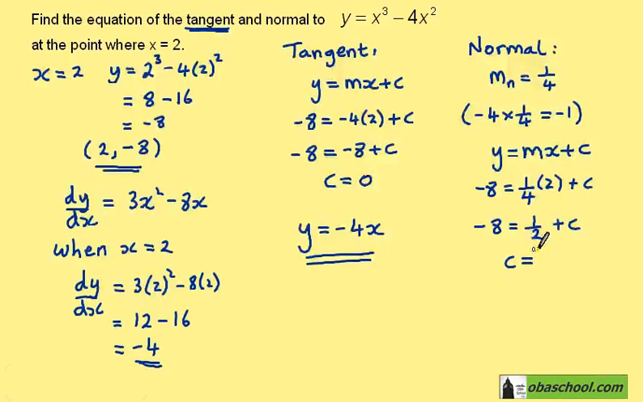So c will be equal to minus 8.5, or as a top-heavy fraction, which would be the more common way to put it, minus 17 over 2. Substituting in, we know the gradient, and we know the value of c, so we have the equation for the normal.